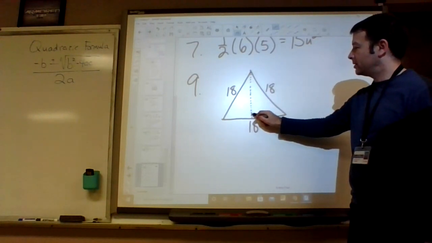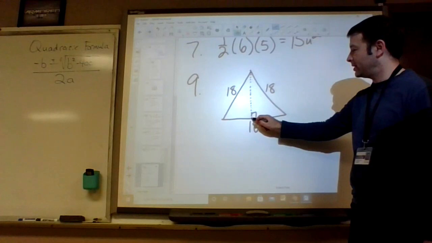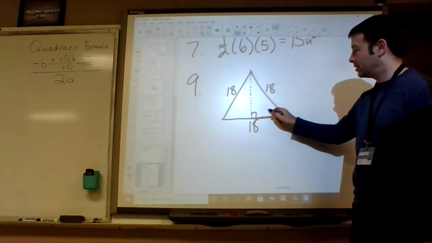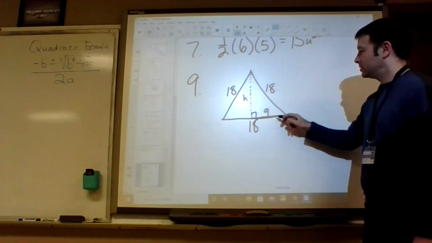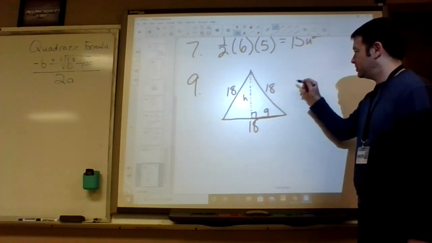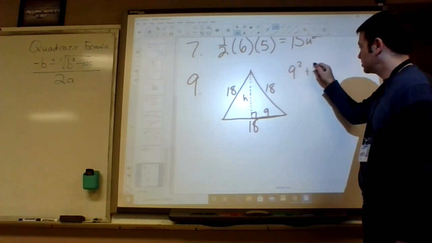So there's the height. He's saying this thing right here is going to be 9, right? Yeah. And then how do we find the height? Pythagorean theorem. 9 squared plus h squared equals 18 squared. So, 81.